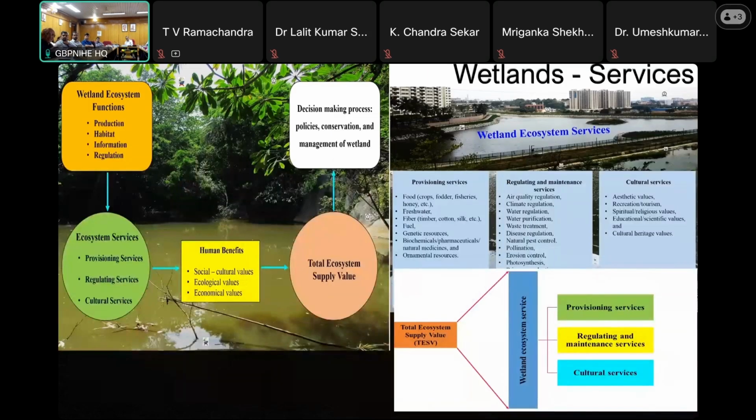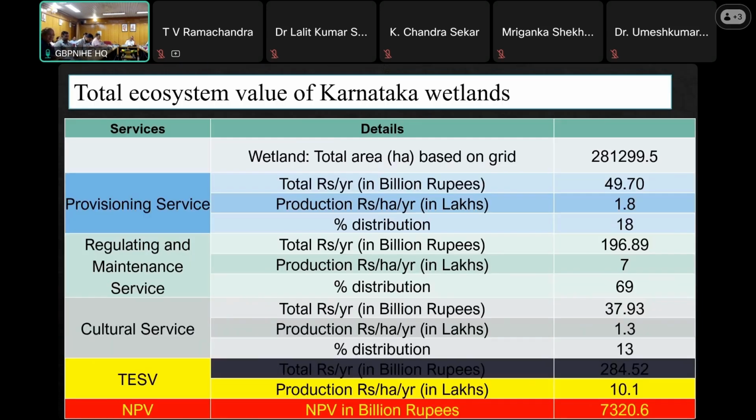So then we did the provisioning, regulating and cultural services. Regulating services of the wetland include groundwater recharge, shoreline stabilization, carbon sequestration, etc. And cultural services, you all know how we use the river. So now we have the wetland. If you look at the provisioning services we get, the total works out to be 284 billion rupees per year for the entire Karnataka. And if you look at the asset value, it's about 7,320 billion rupees.